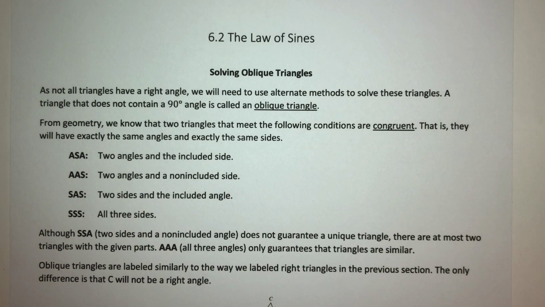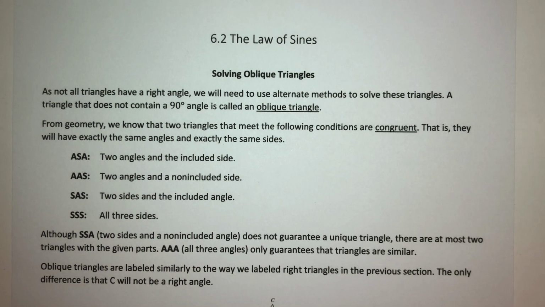This is section 6.2, the law of sines. In this section and the next one, we are going to be solving oblique triangles. We talked about right triangles in the previous section, but the majority of triangles don't have a right angle. And so we can solve those triangles using trig, we just need a different approach.